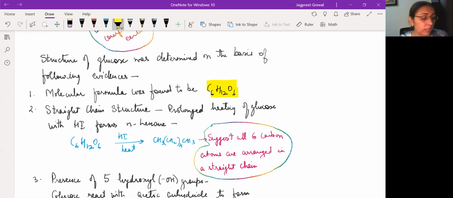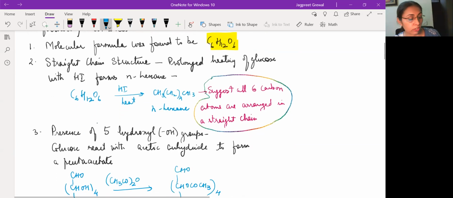Then the straight chain structure of glucose was obtained from this reaction. When you heat glucose with HI, what happens? It undergoes reduction. HI is a reducing agent. So it forms n-hexane. N-hexane is a straight chain hydrocarbon containing 6 carbons. So what does it suggest? That glucose contains 6 carbon atoms, all arranged in a linear chain.